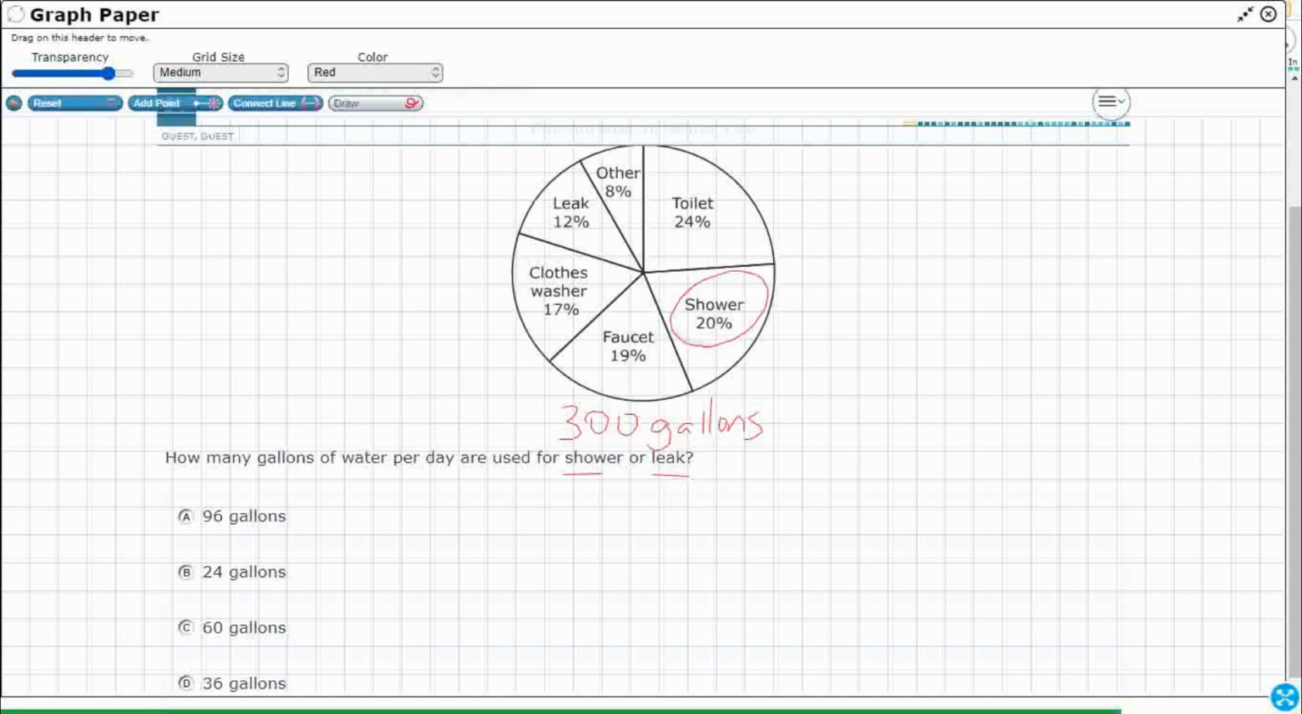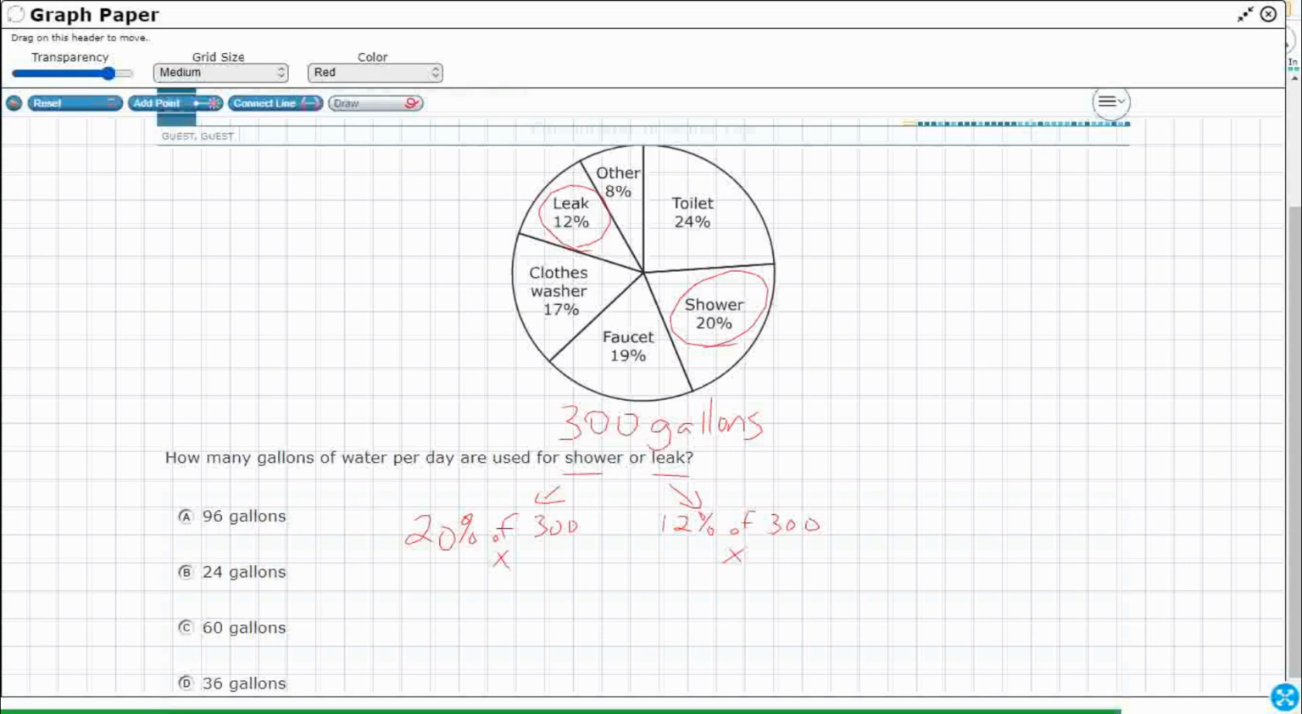So I've got my shower, 20%. I've got my leak, okay? So if I'm looking for my shower, it's going to be 20% of 300. I'm looking for my leak. It's going to be that 12% of 300. So when we're taking a percentage of something, we're going to actually multiply. Of means times.